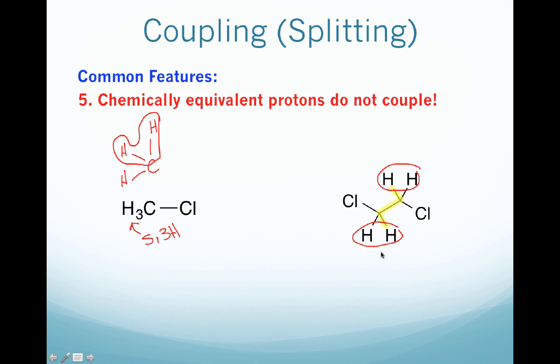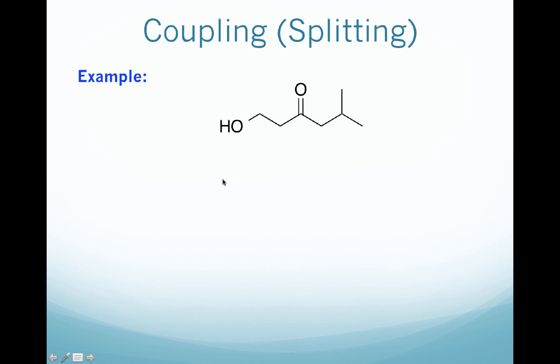So what happens is there's no coupling between these protons. You get a singlet, and since they're completely equivalent, that singlet is just going to correspond to 4 hydrogen. Let's take a look at this molecule. We'll go through and assign the splitting patterns and then take a look at the spectrum.